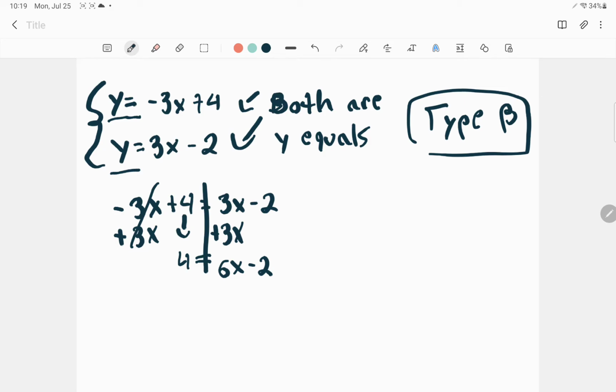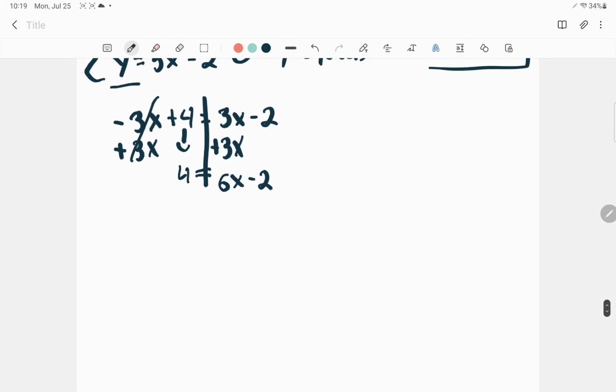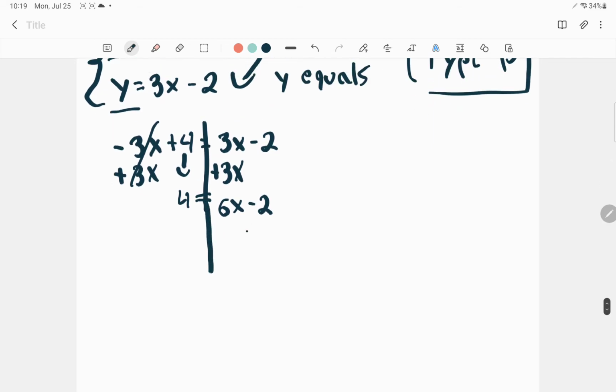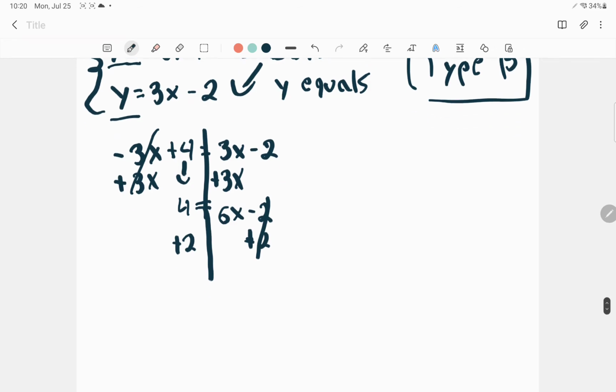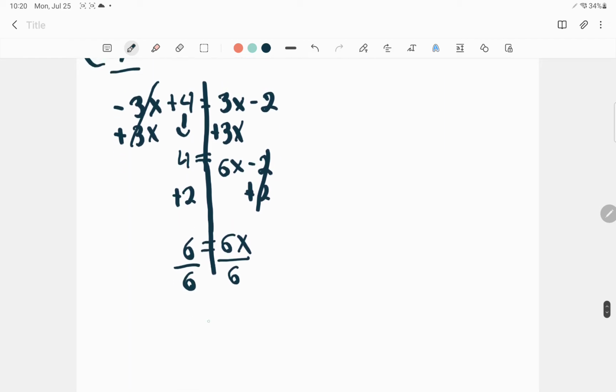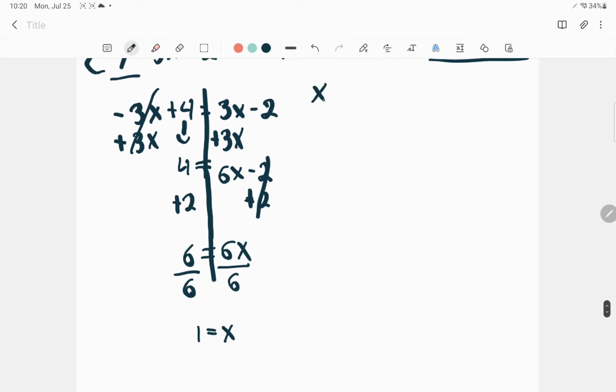Now here, what I want to do is solve for x. I'm going to go ahead and move the 2. So it's going to be plus 2, plus 2. Those two cancel out. And over here, that becomes 6 equals 6x. At this point, just divide both sides by 6. And my answer is going to be 1 is equal to x. So that's the first thing that you got to do. Now I know x is equal to 1.